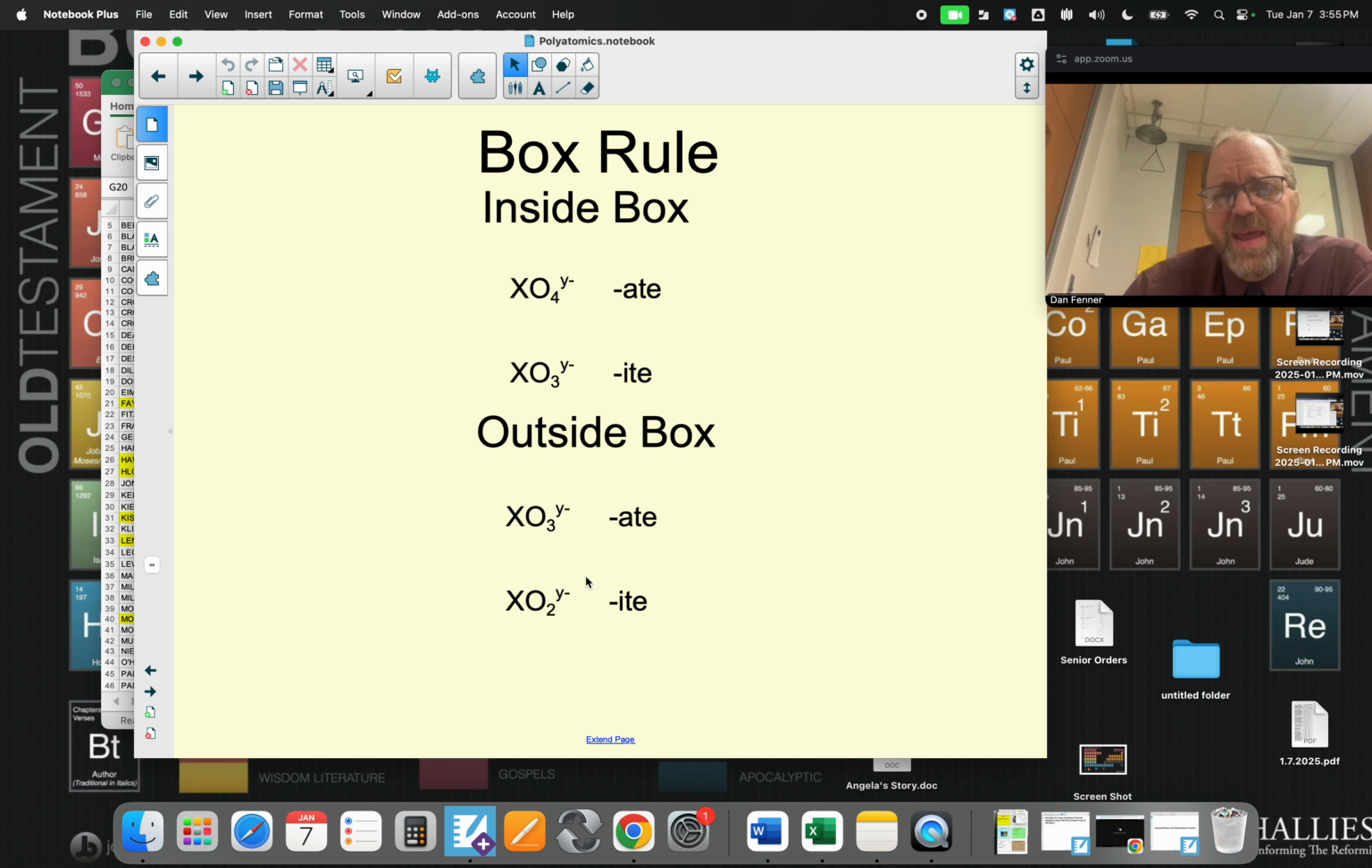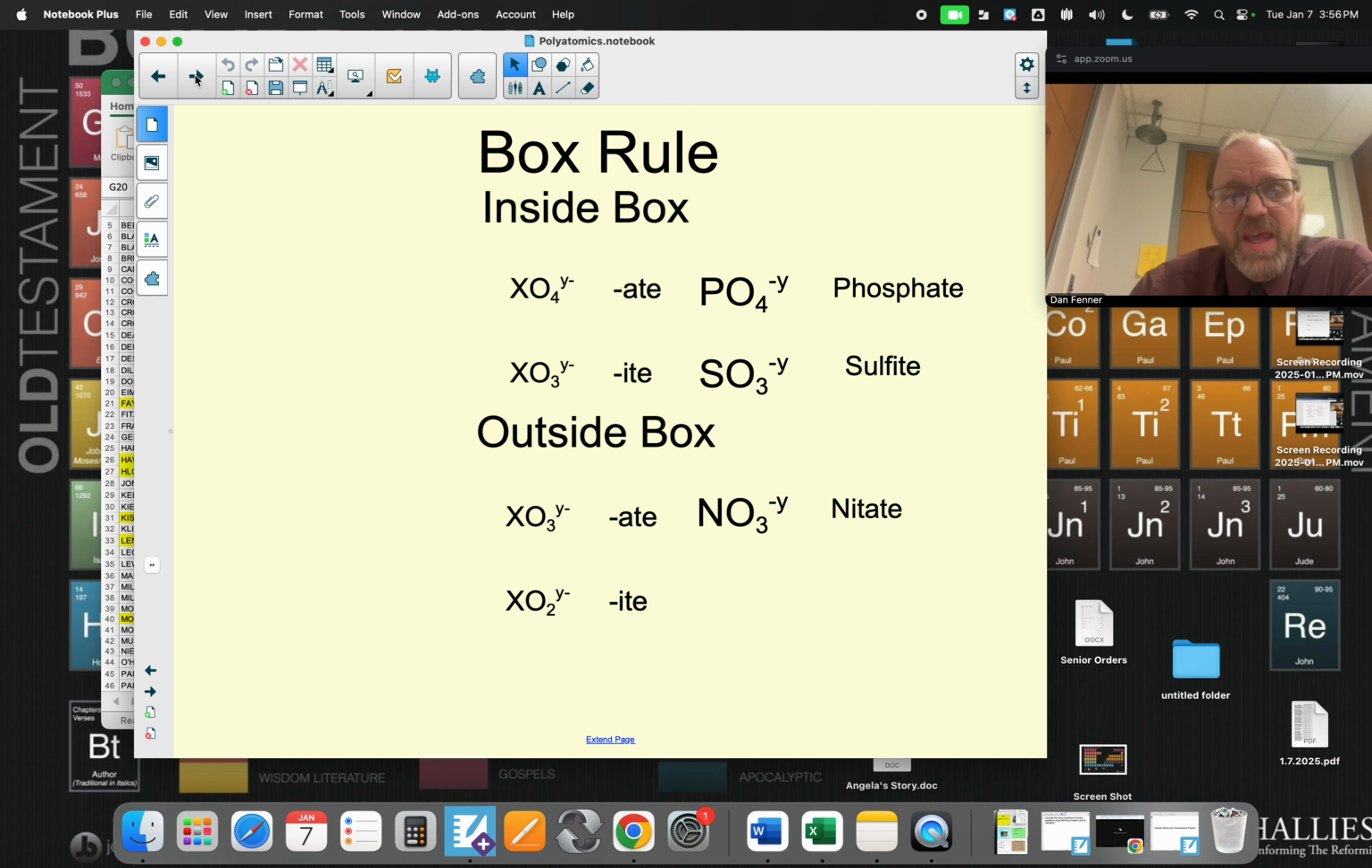Now I've got a Y negative. It's got some kind of charge here. We have to identify how we come up with those charges. So PO4 to some charge is phosphate. S, sulfur, that would be sulfite. NO3, outside the box, O3 is an -ate, so that would be nitrogen. It's called nitrate. And O2, FO2, fluorine, that would be fluorite.